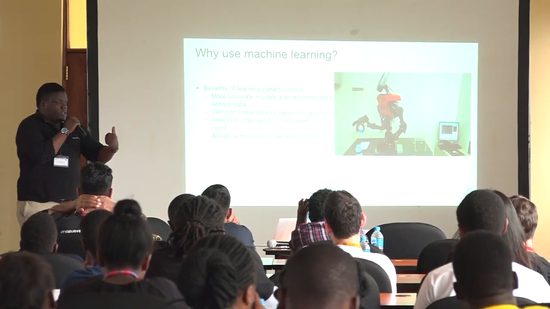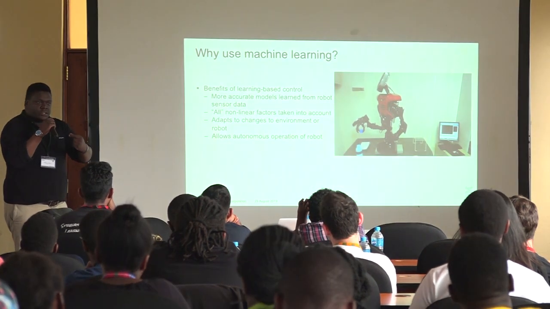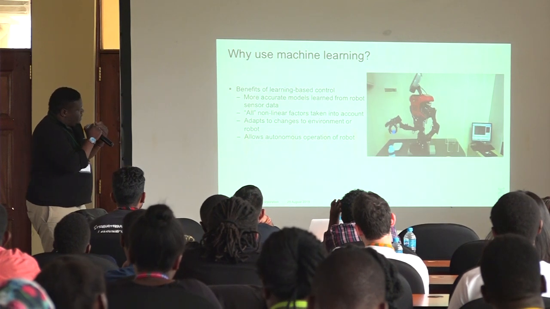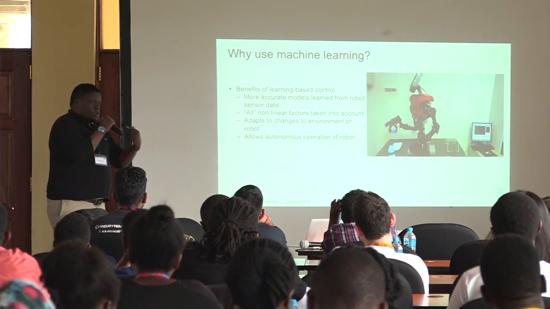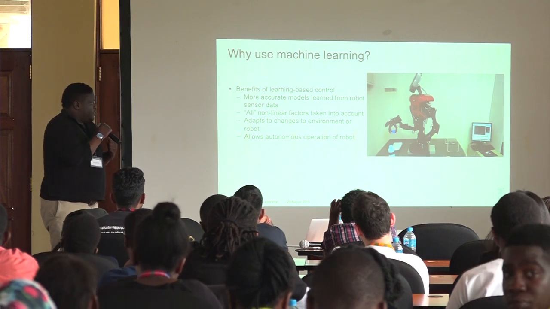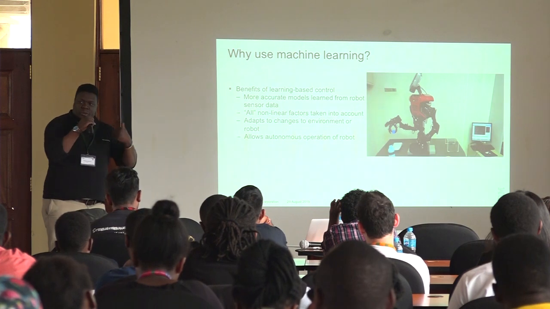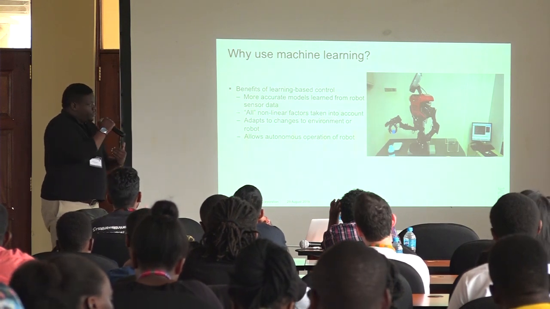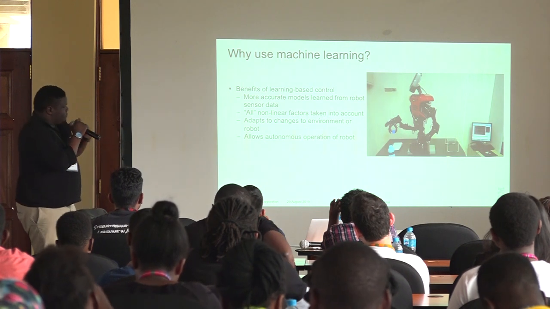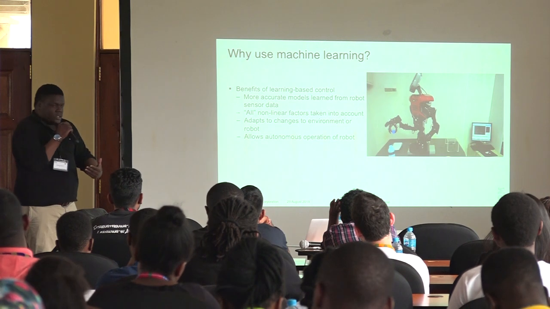Here the goal, or the hope, is that we're able to come up with more accurate models since we are learning them from robot sensor data, and also that we can incorporate all the nonlinear factors from the data. Also, since we're learning from data generated by the robot, the models can adapt to changes in the environment and the robot itself. And this could also lead to autonomous operation of robots.